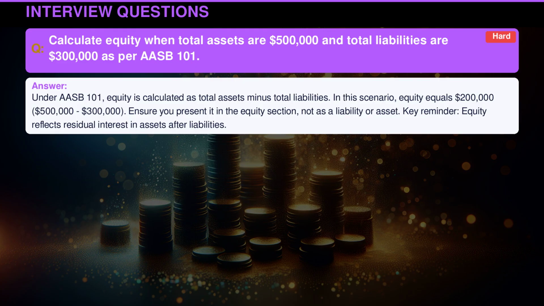Under AASB 101, equity is calculated as total assets minus total liabilities. In this scenario, equity equals $200,000, $500,000 minus $300,000. Ensure you present it in the equity section, not as a liability or asset. Key reminder: equity reflects residual interest in assets after liabilities.